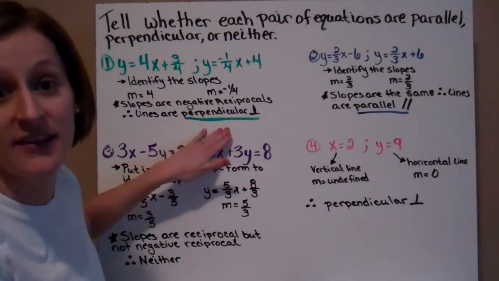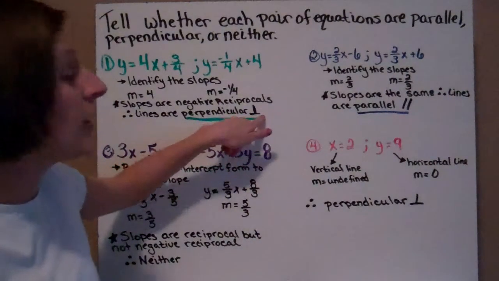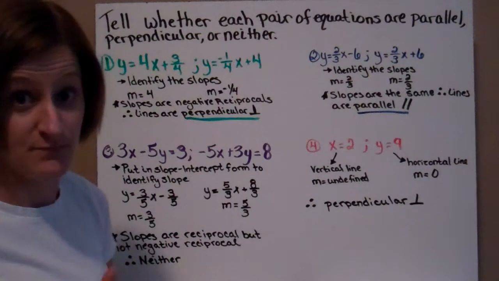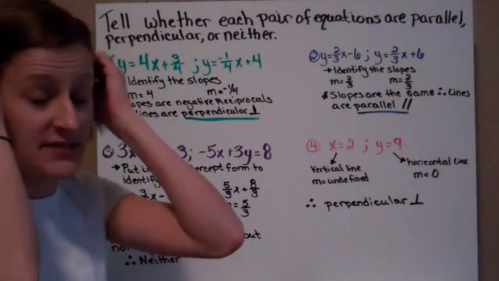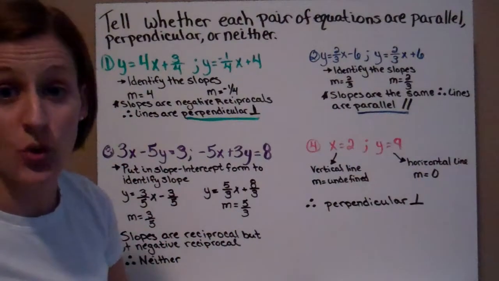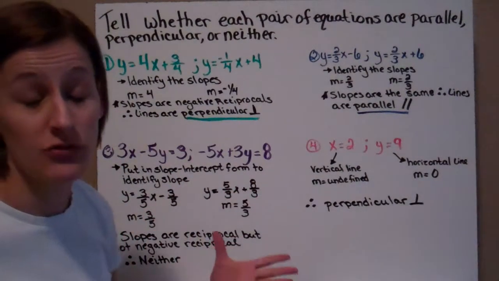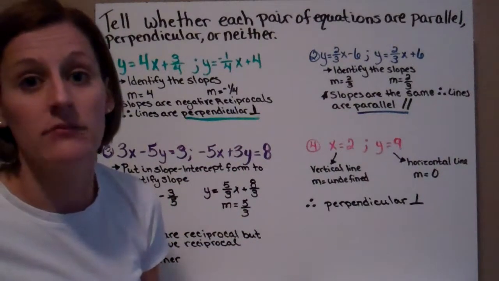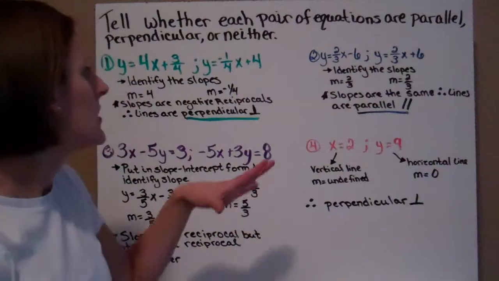Now if you ever see this little upside down T, that just means perpendicular. So you'll notice that in some of the slides I start using the shorthand version. Instead of writing out the word perpendicular, I just write that symbol, and then that way you don't have to write the big long word.